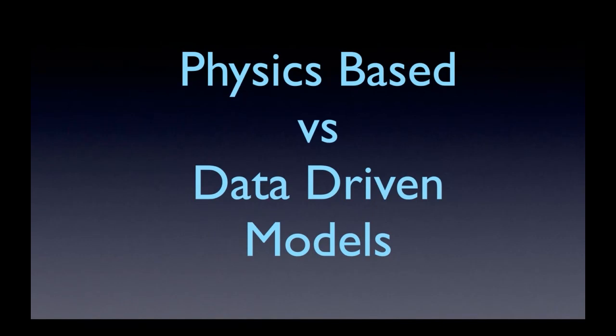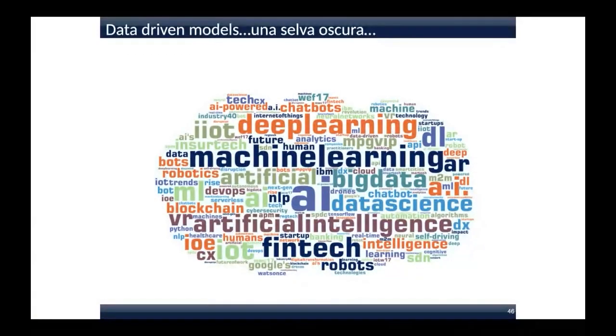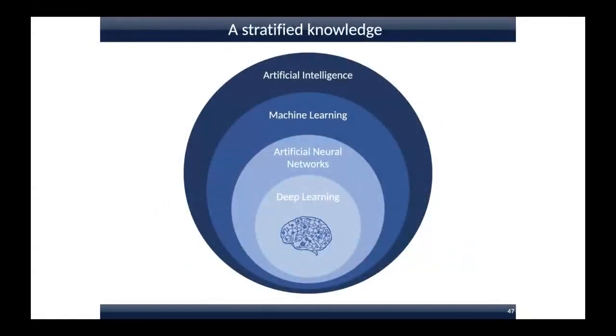And this is where data-driven models can actually be used. Now, data-driven models, well, it's a dark labyrinth, right? It's a dark forest. You have many buzzwords, right? Deep learning, machine learning, artificial intelligence, data science, big data, and so on and so forth. Well, let me try to oversimplify the story, right? You have artificial intelligence on the external layer, then you have machine learning, which is a specific aspect of artificial intelligence, and then you have artificial neural networks with deep learning, which are, say, specific algorithms that enable machine learning to have very high performance.